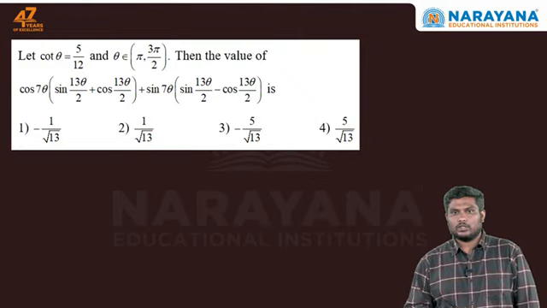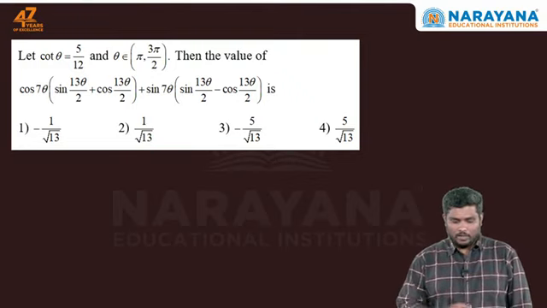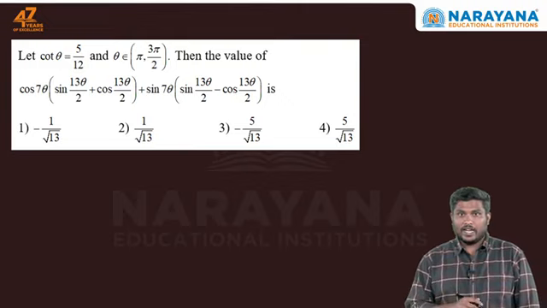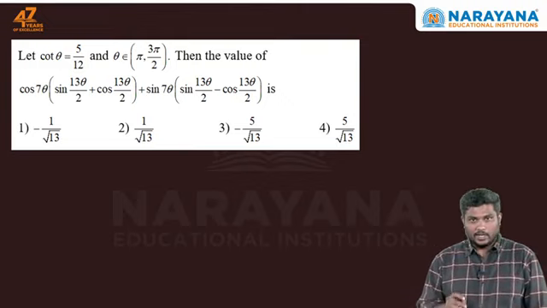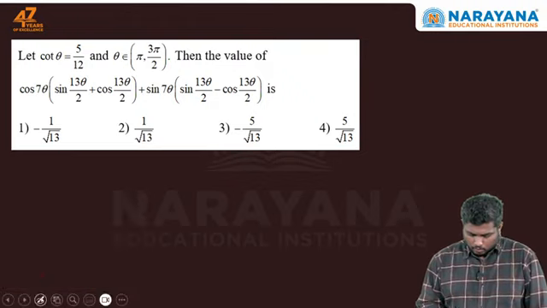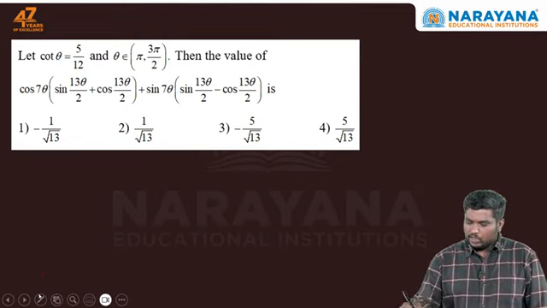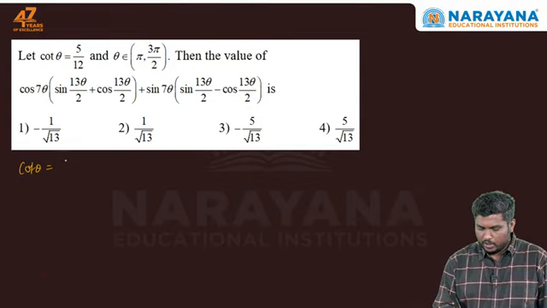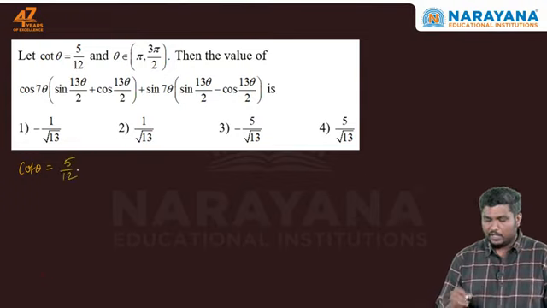We have a few more questions from mathematics, and let us go to the first question here. It is from trigonometry. So this is the second question from trigonometry. Once again, an easy question. So it is given that cot theta is equal to 5 by 12. Cot theta is equal to 5 by 12 is the information given here.